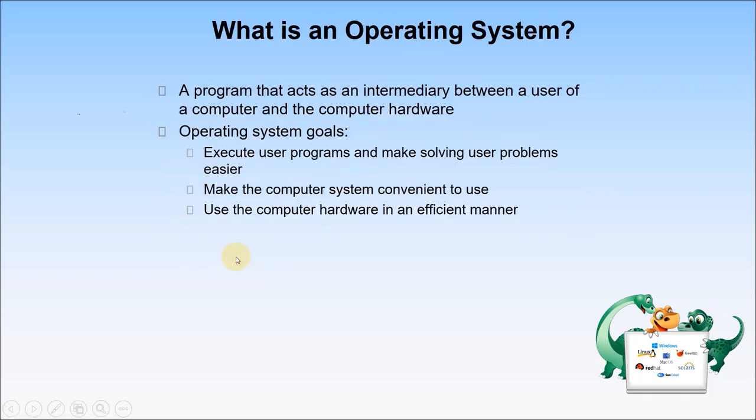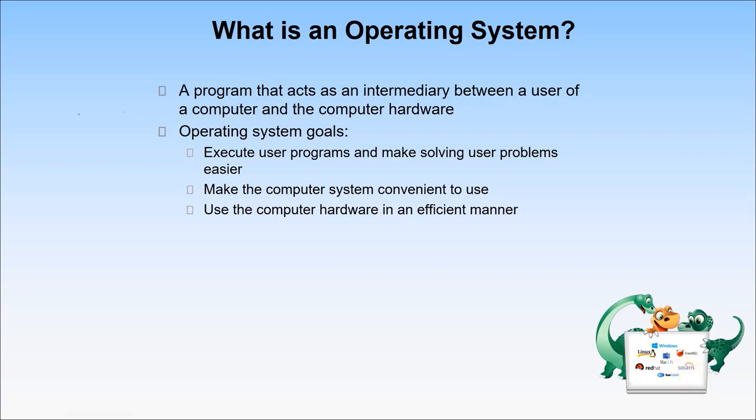Let's get started. Let's start with the definition of an operating system. So what is an operating system? I have here different operating systems vendors like Windows from Microsoft, Linux, Red Hat, macOS, FreeBSD, Solaris, and so on. So we have a lot of operating systems.